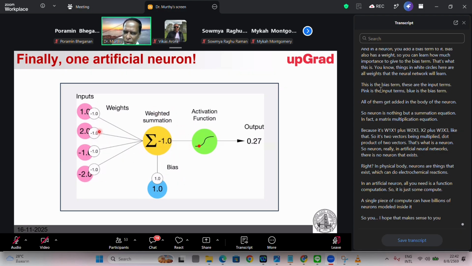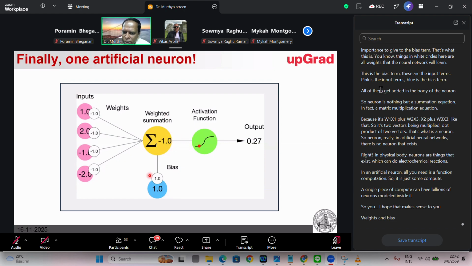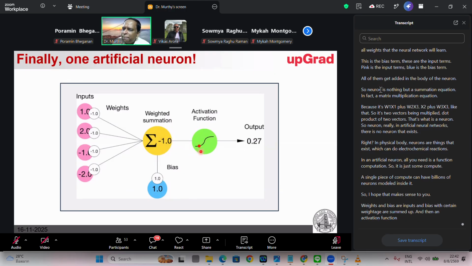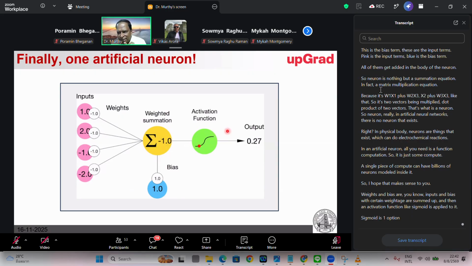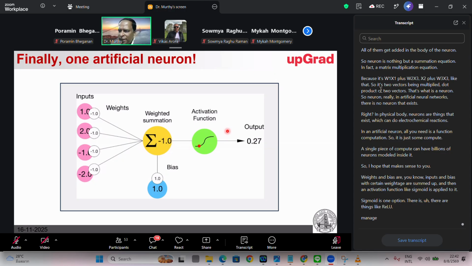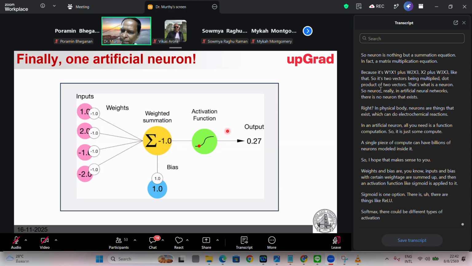Inputs and bias with certain weightage are summed up, and then an activation function like sigmoid is applied to it. Sigmoid is one option. There are things like ReLU, TANH, softmax. There could be different types of activation functions.